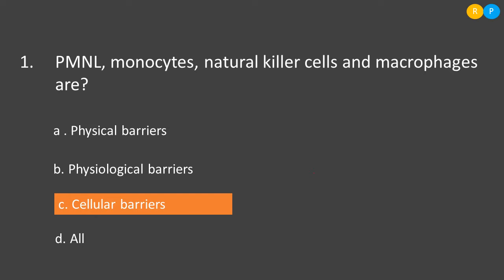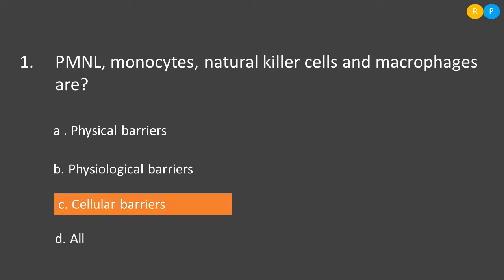PMNL is nothing but polymorphonuclear leukocytes. They are also called neutrophils. Neutrophils play a very important role in destroying pathogens. Clear? And monocytes are also a type of WBC cell. They are also able to destroy pathogens in our body. Then natural killer cells and macrophages are also types of WBC cell.